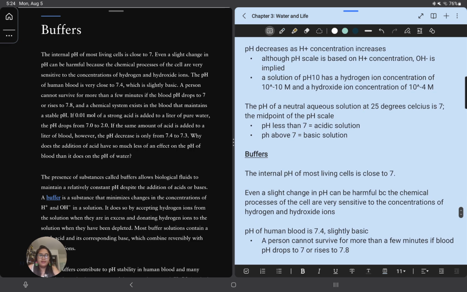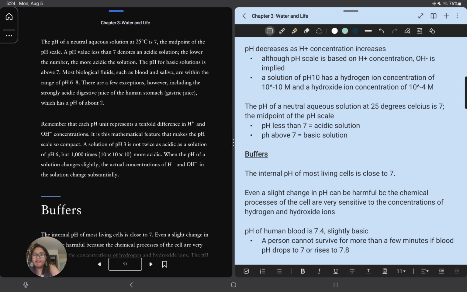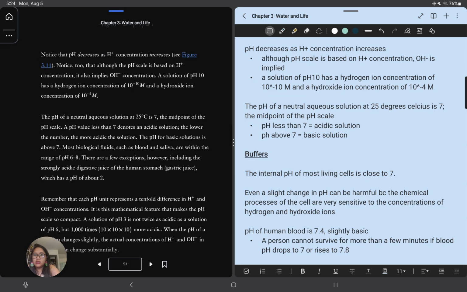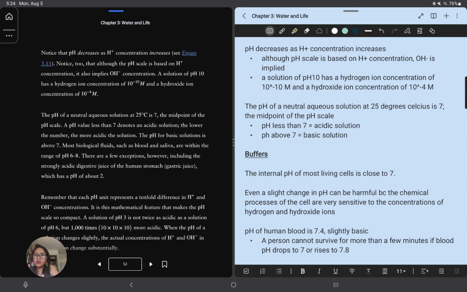So that doesn't really add up to me. A solution of 10 pH has a hydrogen ion concentration of 10 to the negative 10 M. So shouldn't it be acidic? No. The hydrogen concentration. Oh, it's negative. It's a negative logarithm. So yeah.